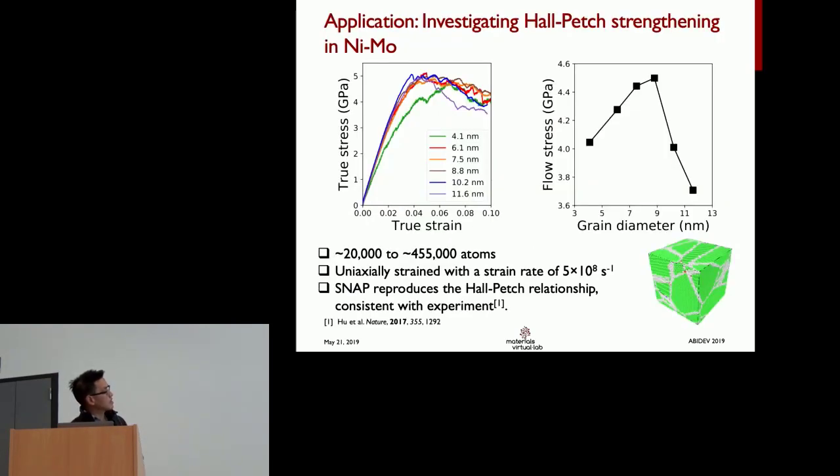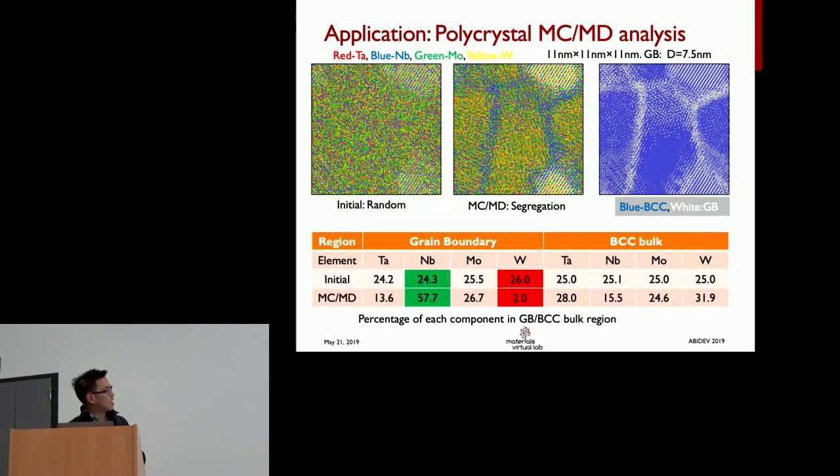We can also look at things like, for example, the Hall-Petch relationship. This is a simulation of 500,000 atoms. We can reproduce the inverse Hall-Petch regime and the normal Hall-Petch regime. And we can also do things like high entropy alloys. This is a very, very new result. We can build potentials which actually have four components, five components, or even more with very, very low errors, and do big simulations of thousands of atoms to look at the microstructure properties of these materials.